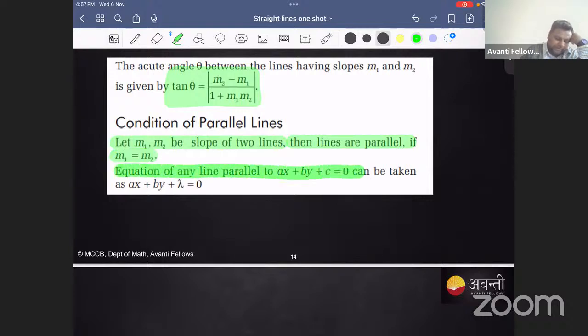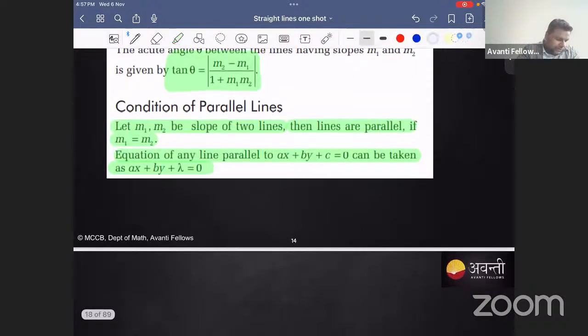Equation of any line parallel to ax plus by plus c equal to 0 can be taken as ax plus by plus lambda equals 0. You don't have to do anything much. If you are writing a line parallel to another line, simply eliminate the constant c and add another parameter lambda. Got my point? The moment you add lambda, you will get a line which is parallel to this one.